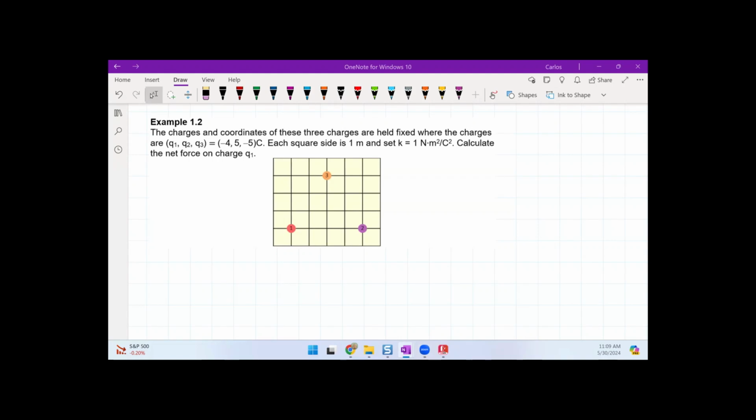Example 1.2. The charges and coordinates of these three charges are held fixed, where the charges are Q1, Q2, and Q3 equal to 2, -4, 5, -5 coulombs, respectively. Each square side is 1 meter and set K equal to 1 newton meter squared per coulomb squared. Calculate the net force on Q1.